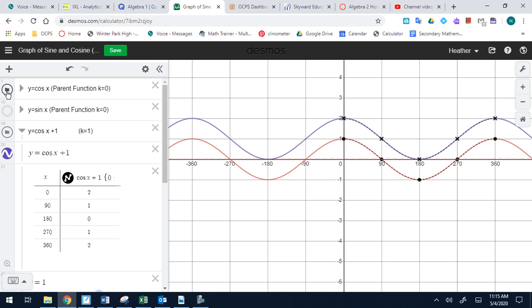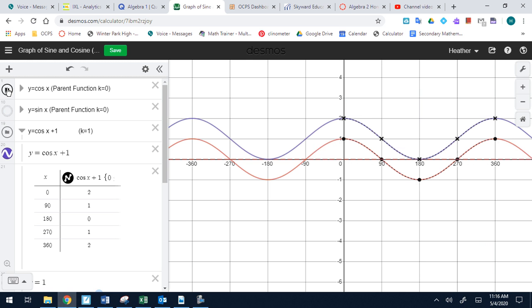Now notice when you compare that, all that we've done is taken each point and raised it up 1, which means we're changing the range. We're changing the y value. So 0, 1 became 0, 2. 90, 0 became 90, 1. 180, negative 1 became 180, 0. And so on. So we're just adding 1 to the y value is all that we're doing there.